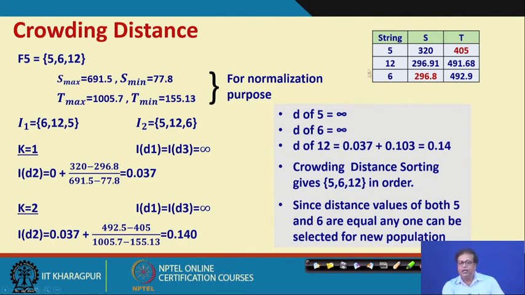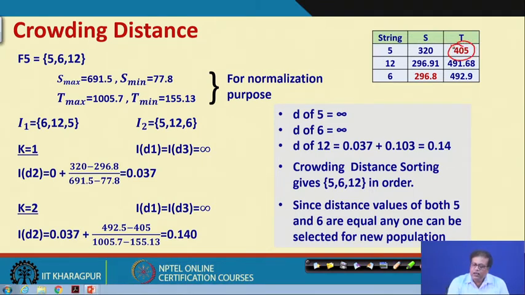The question is between 5, 12 and 6. If you sort them in S and T, then you see that the best possible T belongs to 5, and the best possible S, 296.8, belongs to 6. So with regard to S, 6 is the boundary, and with regard to T, 5 is the boundary. So with regard to S, 6 will be given an infinite score, and with regard to T, 5 will be given an infinite score.